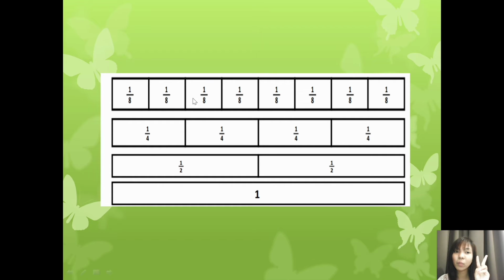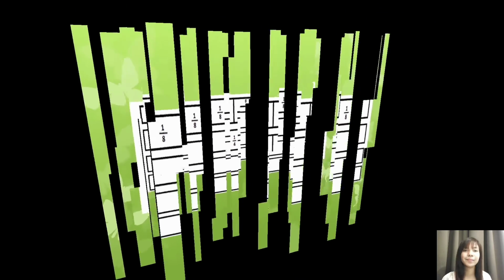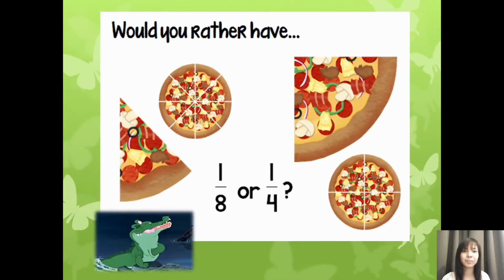So 1/8, 1/8, 1/8, 1/8, and so on. Okay, how many 1/8s are there? 1, 2, 3, 4, 5, 6, 7, 8. All right, because we have here also 1/4. So this is one of the introductions about the concept of fractions. All right, so let's proceed.